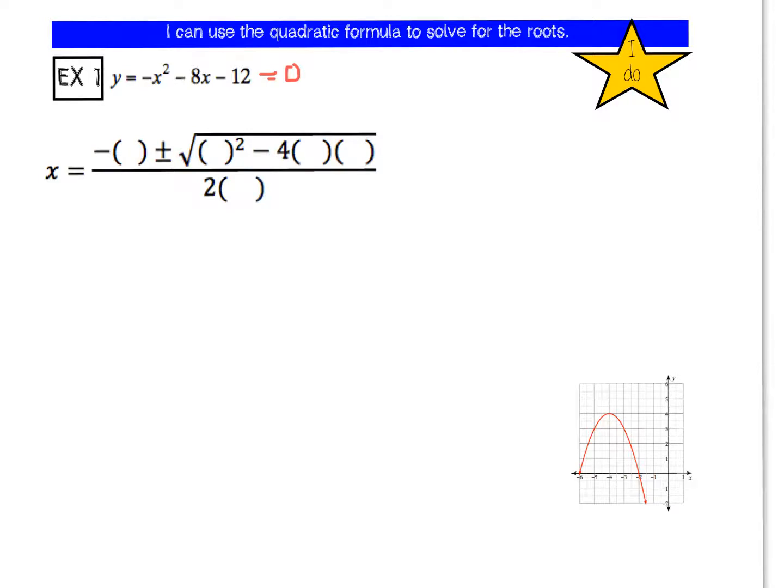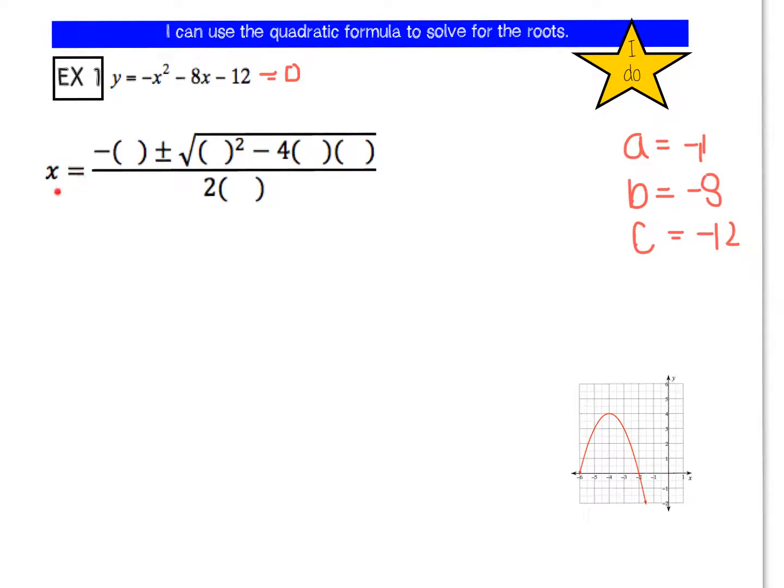All right, my next question is what is a, what is b, and what is c? So a is the coefficient in front of my squared term, so -1. B is my linear term's coefficient, so -8. And c is my constant, so in this case it is 12. All right, what is the quadratic formula? I always like to put all of my placeholders in place before I plug anything in.